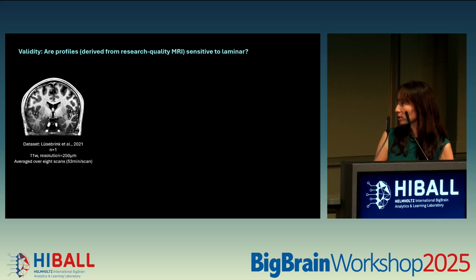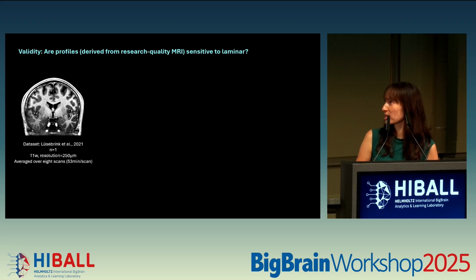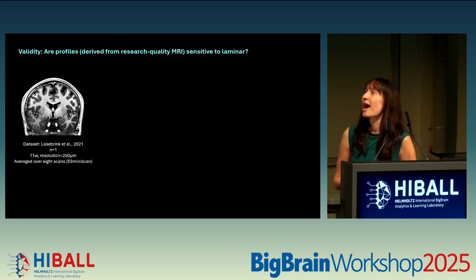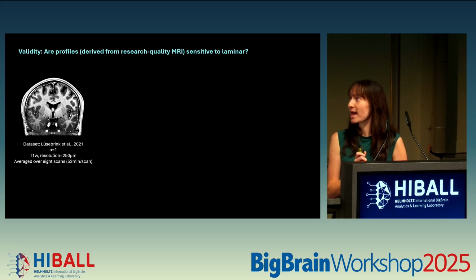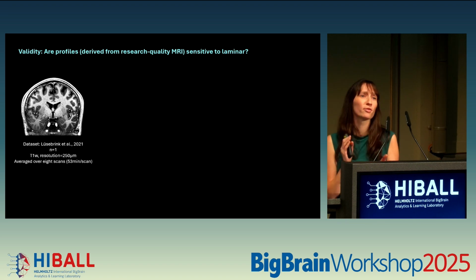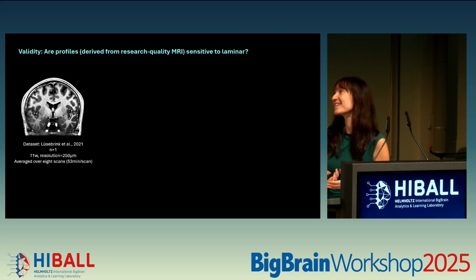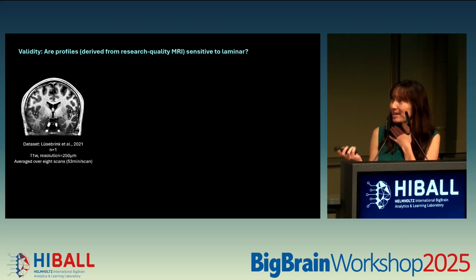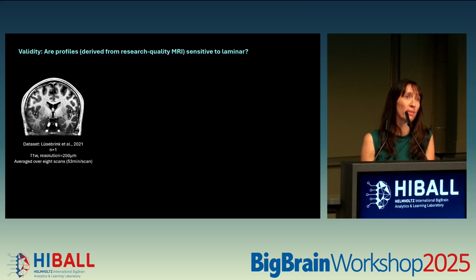And to test this problem, we looked at this really brilliant data set. I think it's from Magdeburg. They scanned one man for tens of sessions, but there are 8 scans that are T1s, and he was scanned for 53 minutes per scan. Apparently, he doesn't move very much in the scanner, so he's like the perfect participant. And from this, they then super-sampled this together to have a 250 micron in vivo MRI.